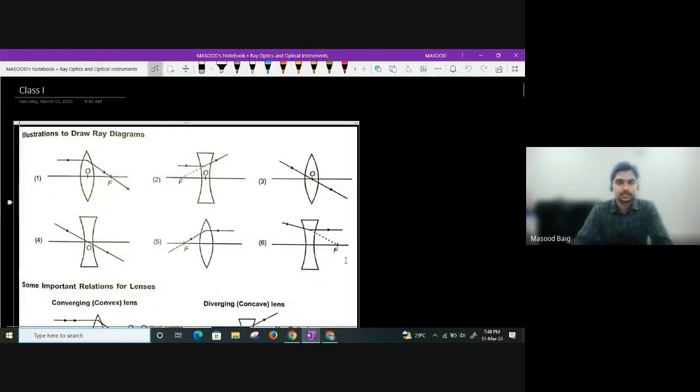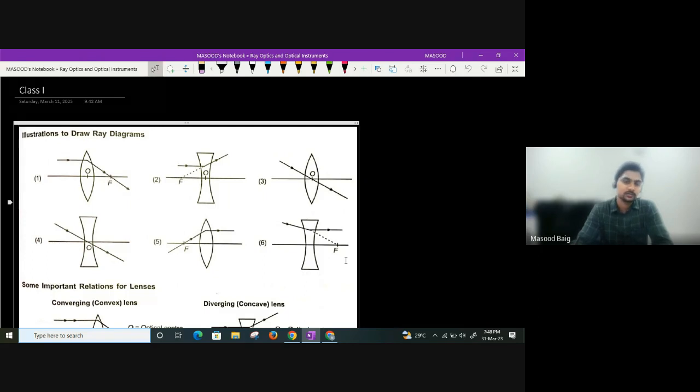Yesterday we discussed a few things related to ray optics. Ray optics is actually a very big chapter. We have seen reflection due to plane mirrors and spherical mirrors. We also started refraction at plane surfaces. We have seen it at curved surfaces. We have seen what is real depth and what is apparent depth. We have discussed the glass slab.